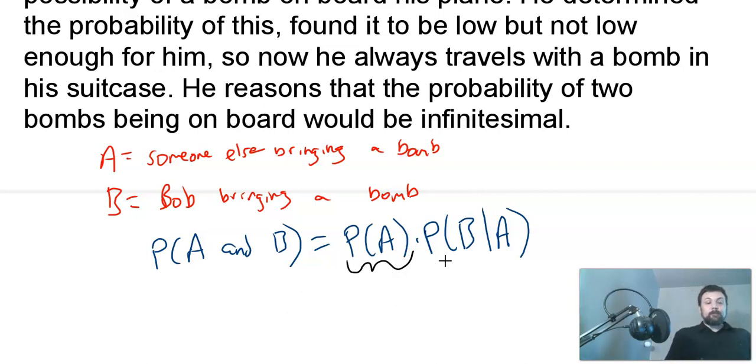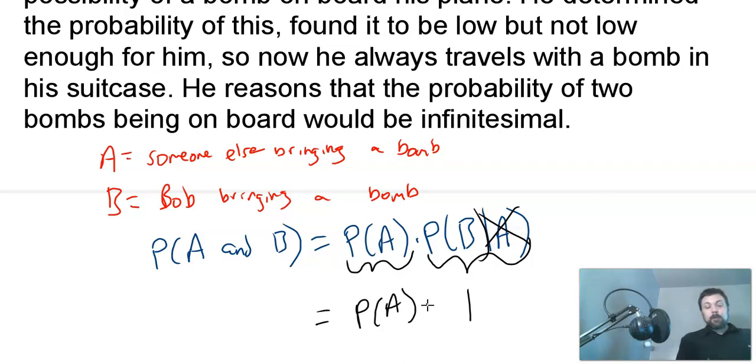But here's the problem. What's the probability that Bob brings a bomb on the plane, given that somebody else has brought a bomb on the plane? Well, these are independent events, right? So we don't have to really consider whether somebody else brought a bomb on the plane or not. The probability that Bob is bringing a bomb on the plane is 1. He's certain to do it. He's decided that it's not a random chance. He is bringing a bomb on the plane every time he flies. So the probability that he brings a bomb on the plane is 1.